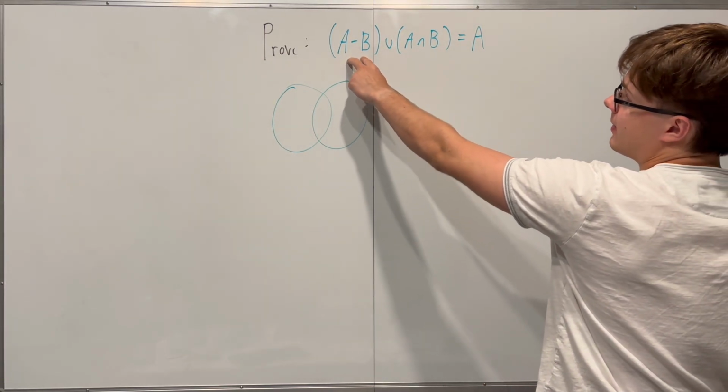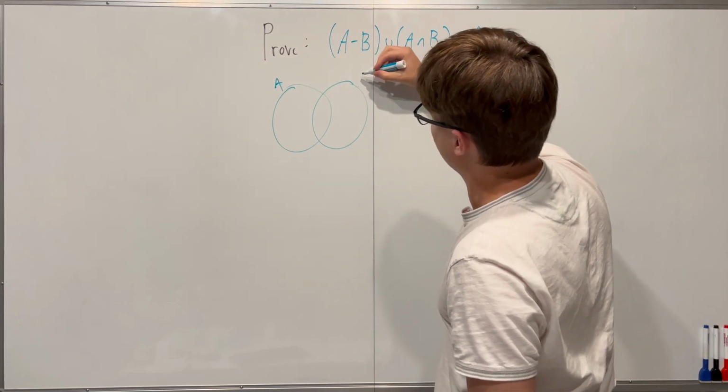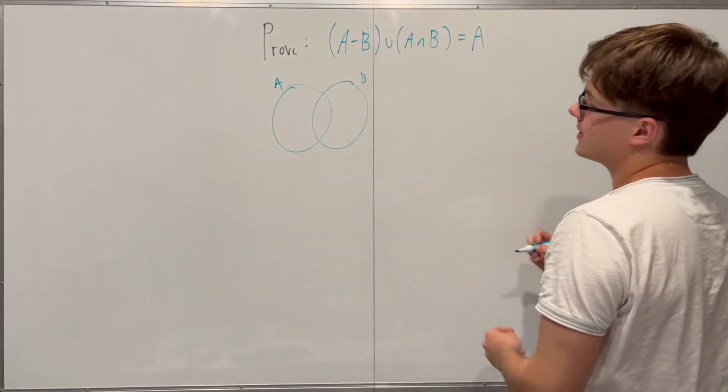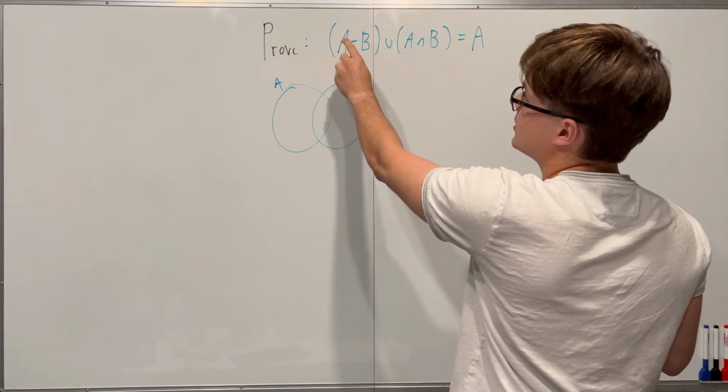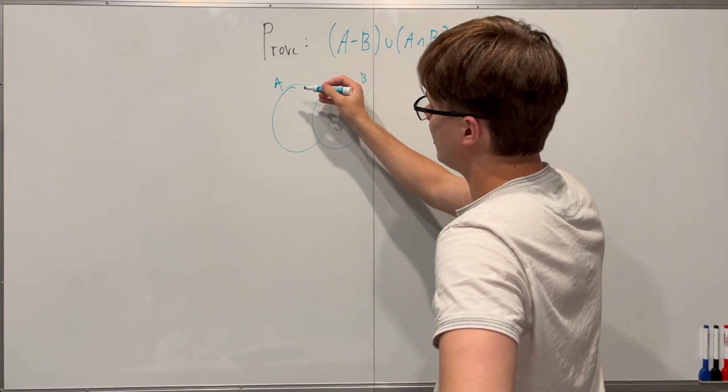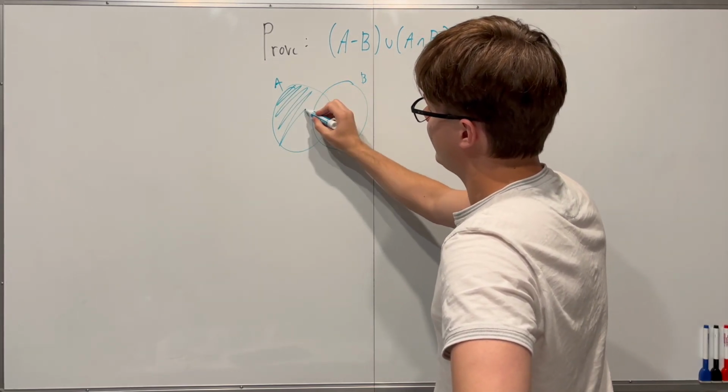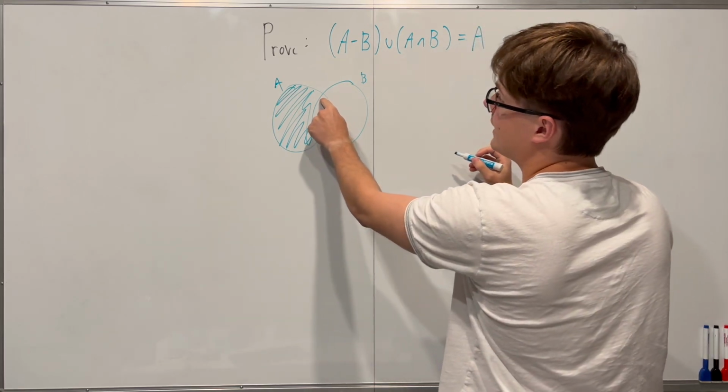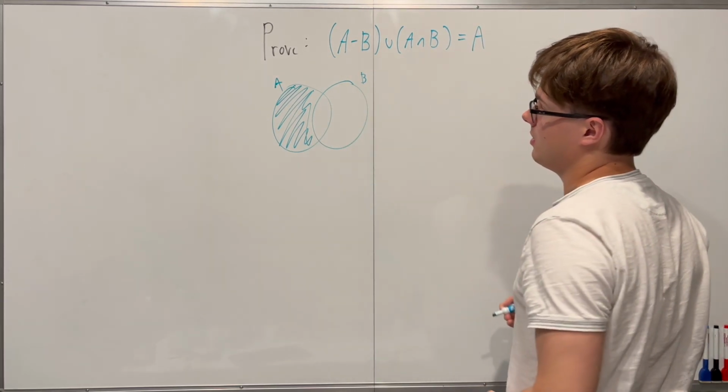Okay, what is A minus B going to be? Well, first let me label our sets A and B. A minus B is going to be every element in A that is not in B. So it means we want to highlight everything in A that is not also in B. So we are not highlighting this region because this region is in B.